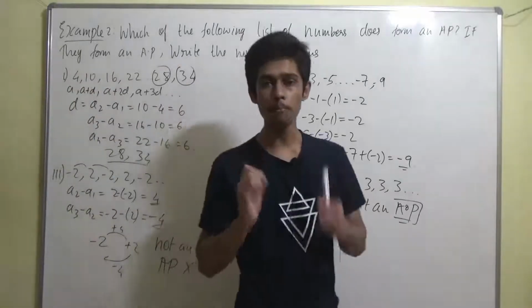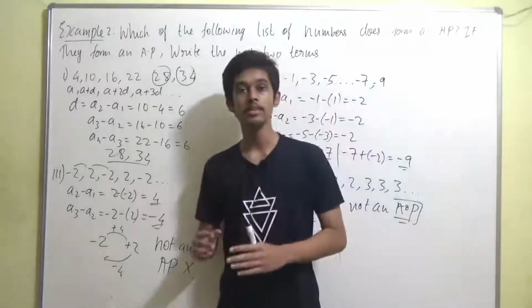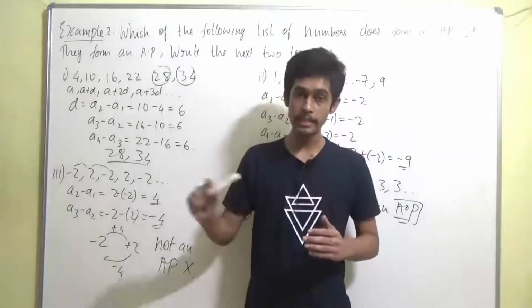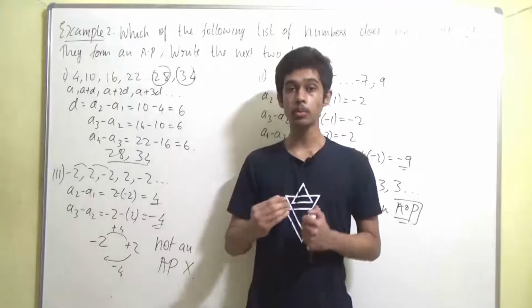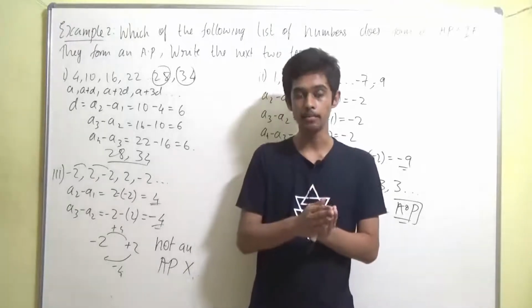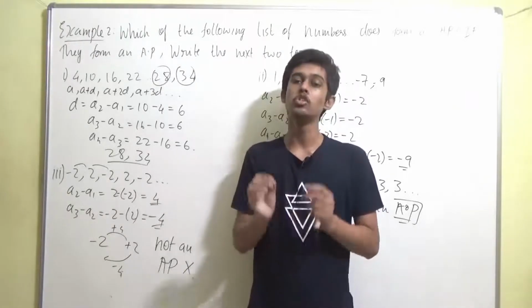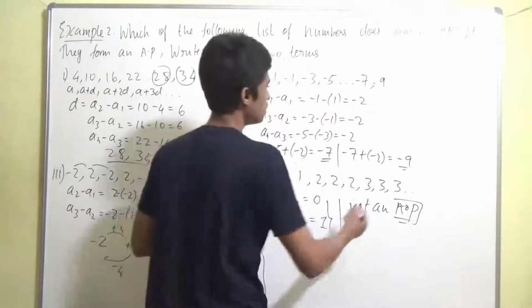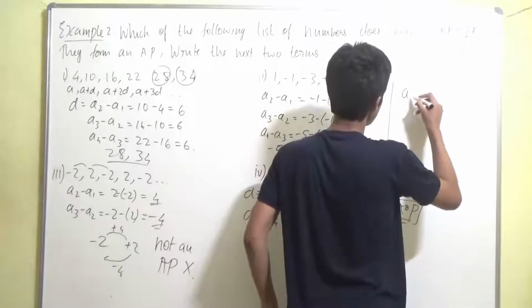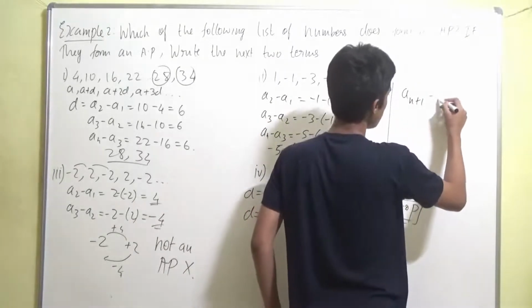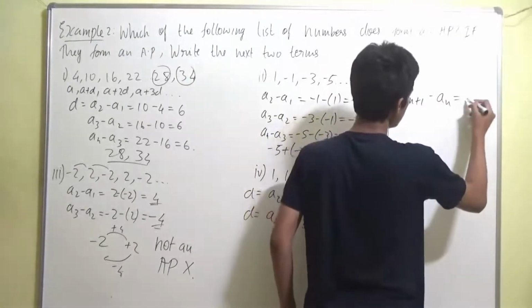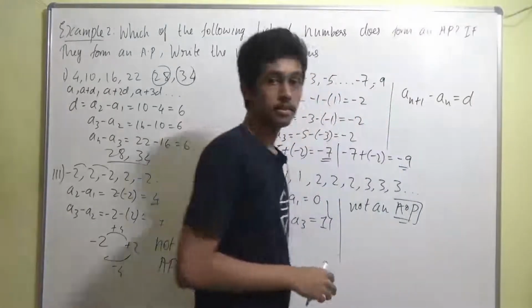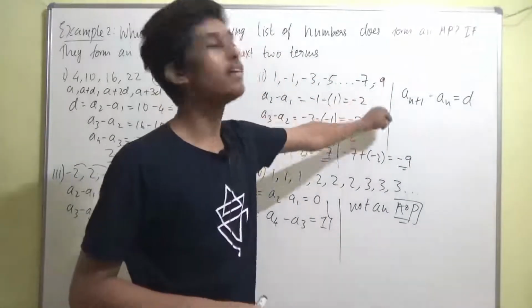Okay, guys, so the important point is, for a sequence to be in AP, the difference between a succeeding and a preceding term, that is two adjacent terms, should always be the same. That is, A of (n plus 1)th term minus A of nth term should be D. That should be true for any value of n.